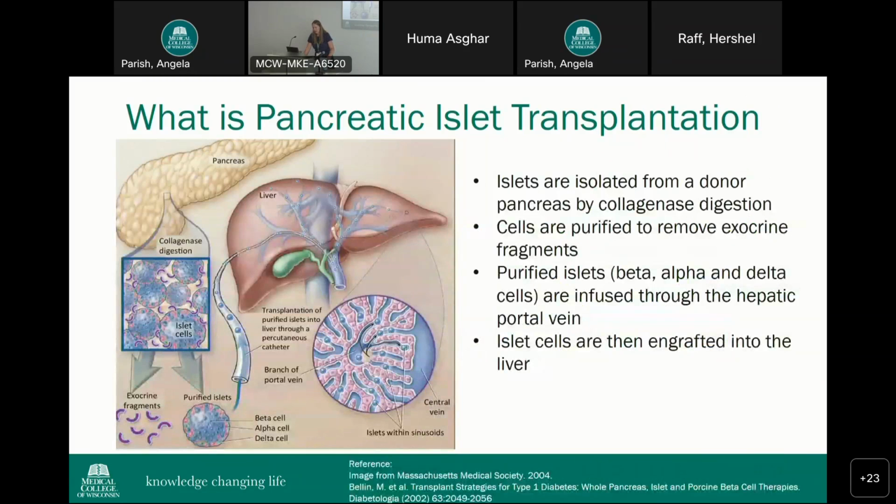In a nutshell, islet cell transplantation is essentially isolating donor cells, purifying them to remove any fragments, and then infusing them into the hepatic portal vein. It sounds simple, to say the least, but unfortunately, it's not the case. These cells are supposed to engraft within the portal vein in the liver, which is one of the downfalls of islet cell transplantation, that you don't have an immediate impact on improving hyper and hypoglycemia.